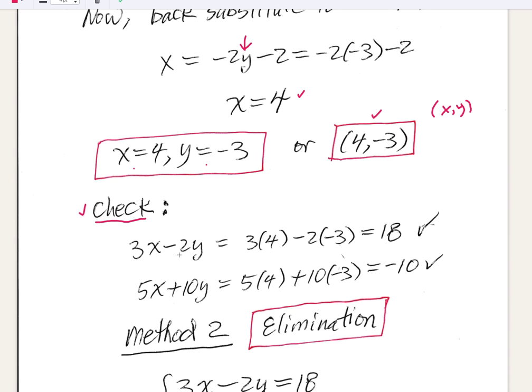Okay, let's see. We had the what? 3x minus 2y. That'd be 3 times 4 minus 2 times negative 3. That would be 12 and 6 is 18. That's just exactly what I wanted, right? Looking at the original system here. 5x plus 10y, that'd be 5 times 4 plus 10 times negative 3. That'd be 20 minus 30, that's negative 10. That's also what I wanted. Okay, so it works. So we proved that the solution is 4, negative 3.